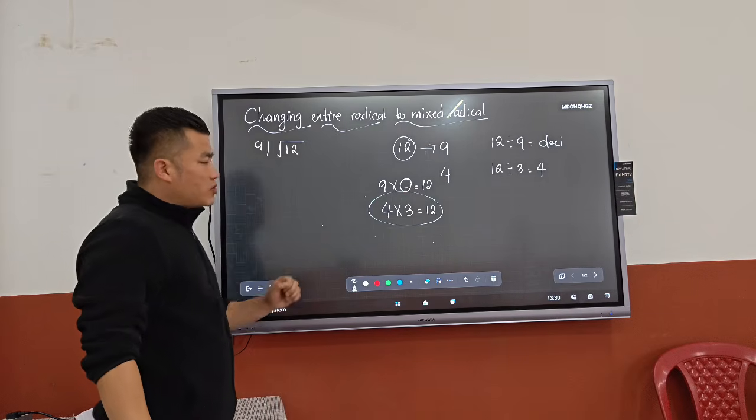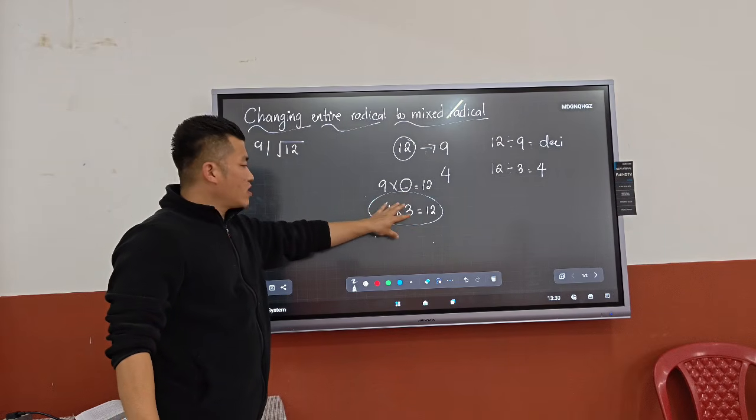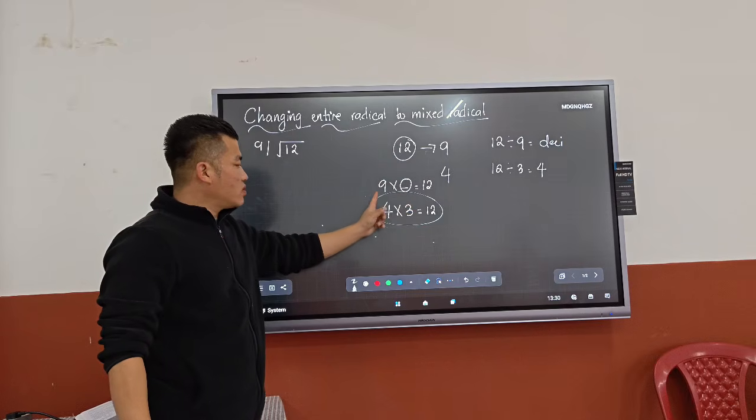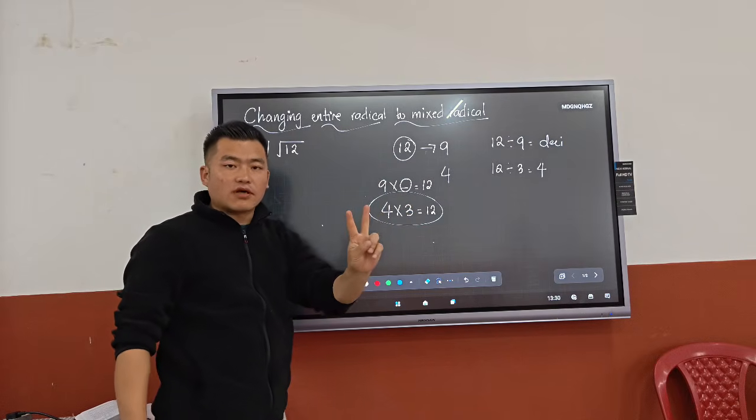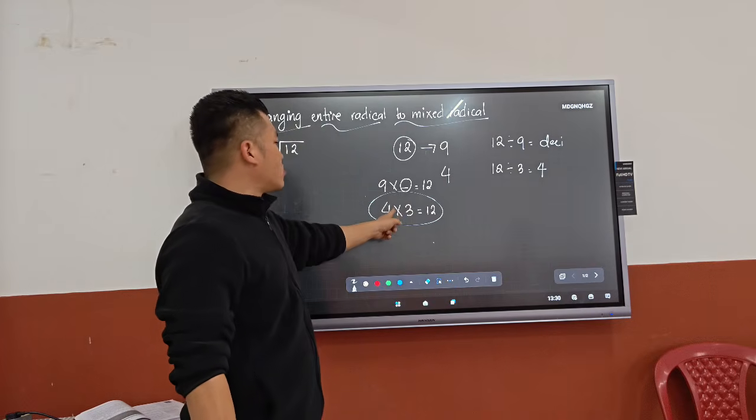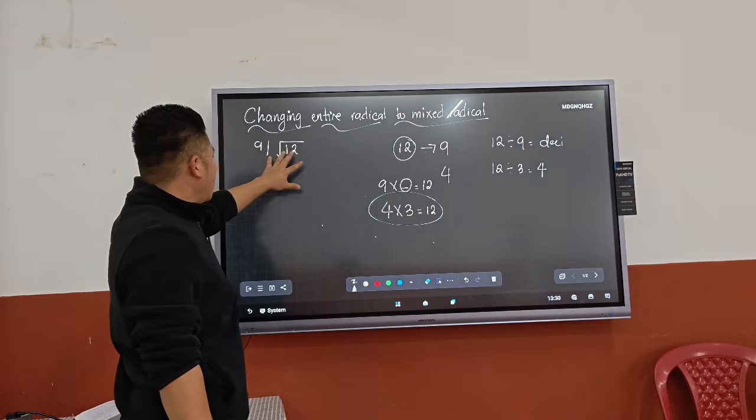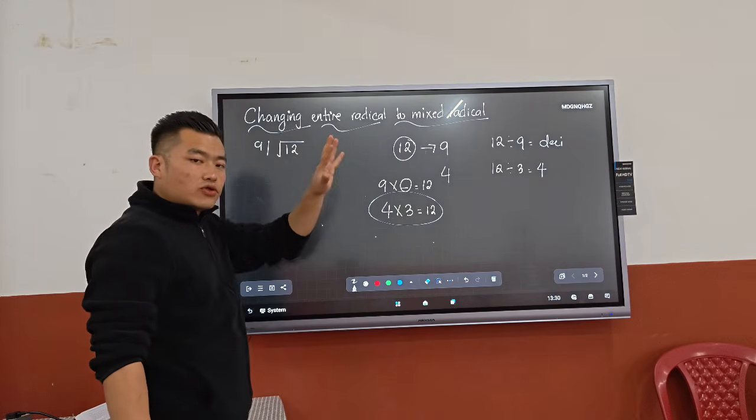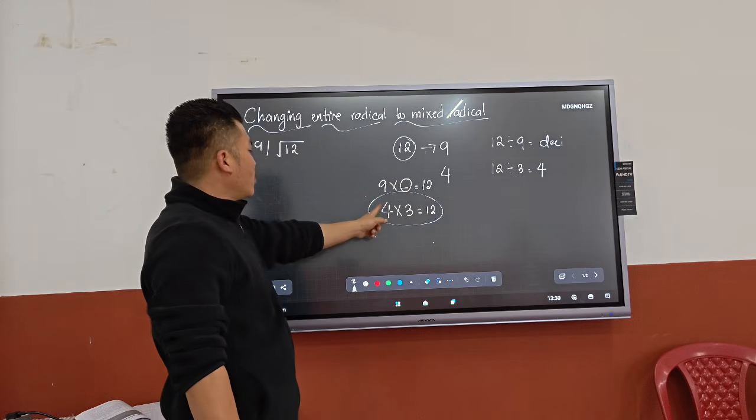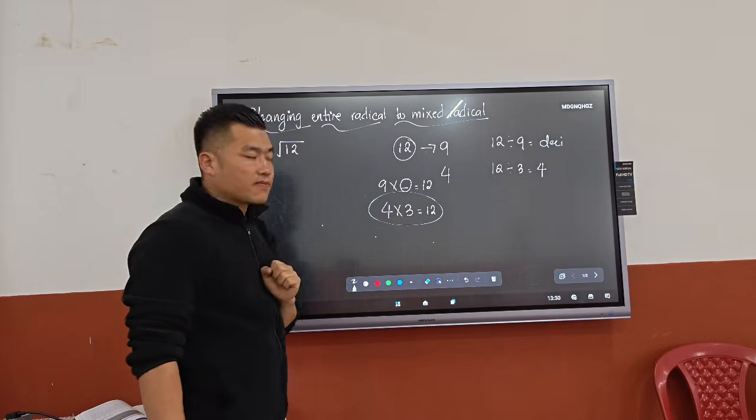So you have to take 4 and 3. Why are we taking 4 and 3? Because these two numbers are special. Number 4 is a perfect square number. Number 3 is not a perfect square number. When you change this into a mixed radical, you have to choose numbers where one is a perfect square number and one is not a perfect square number.